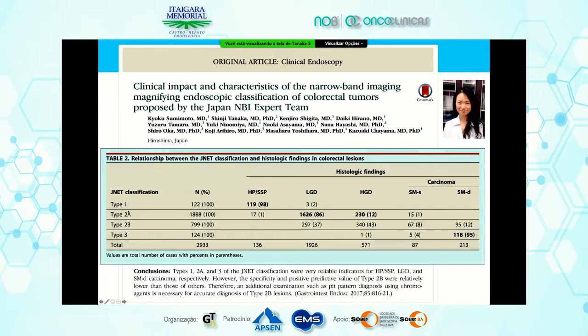Type 2A contains mainly low-grade dysplasia, but there is also high-grade dysplasia and several SM shallow invasive cancers, though it is mainly an indicator for intramucosal neoplasia. Only 1% are SM cancer. But type 2B contains various types of lesions, from low-grade dysplasia to deep invasive carcinoma.